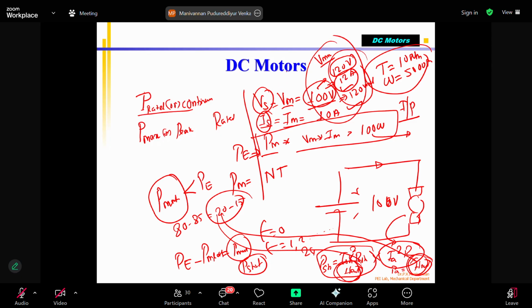If you see a motor nameplate, they will mention only the rated voltage, the rated or continuous rating. That's what you need to run at. But for short duration, you can apply higher voltage and higher current, so higher power and higher torque are produced, and the motor can overcome additional load also.